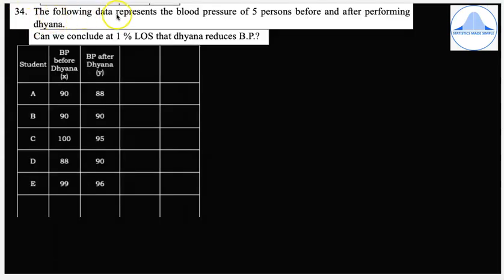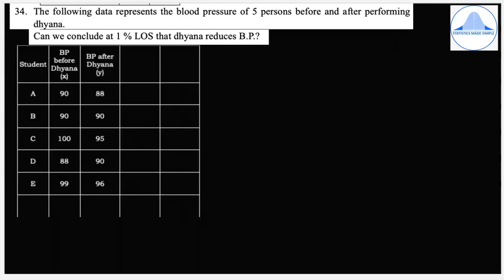34th question. The following data represents the blood pressure of 5 persons before and after performing dhyana. Can we conclude at 1% level of significance that dhyana reduces BP? So, 5 students along with BP before dhyana and BP after dhyana is given. So, let us mark BP before dhyana as X and BP after dhyana as Y. So this problem is based on the paired t-test.